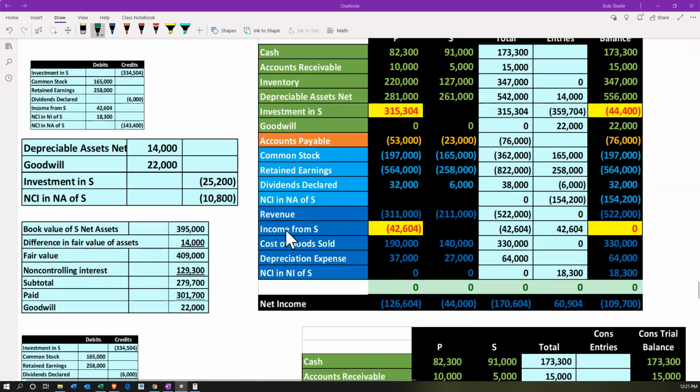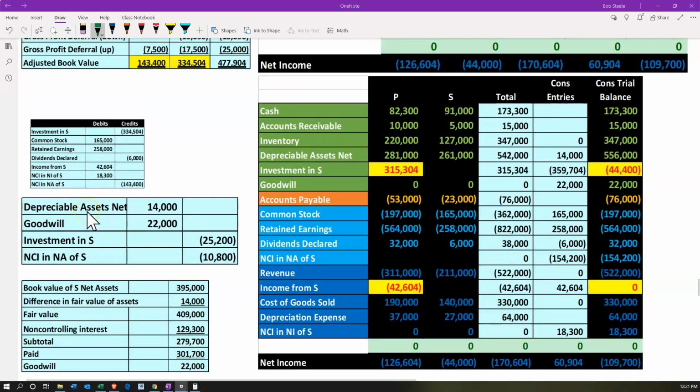Okay, so the next entry we're going to do, here's the first entry again. Now we're going to be concentrating on this entry, which we have seen basically before. This is going to be us putting on the books, calculating the depreciable asset, which actually was land, wasn't a depreciable asset. Maybe property, plant, and equipment would be a better name. But we said that there was an increase of 14,000 between the fair value and the book value. So we're going to be putting that on the books during our consolidation.